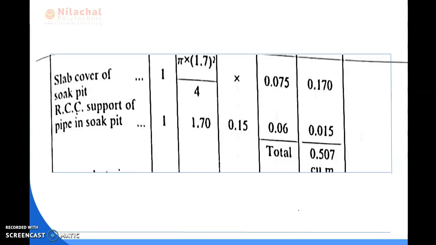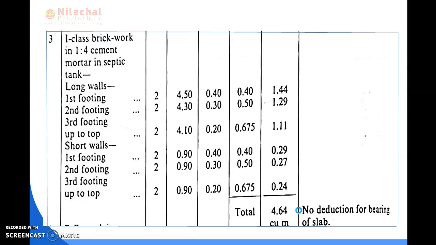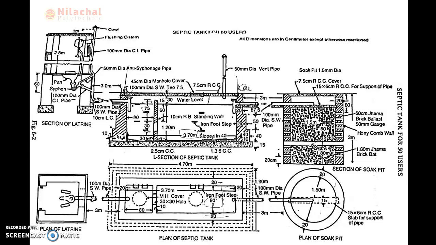Then we discuss the slab cover of soak pit. The slab cover of soak pit here is provided, one number, and in case of slab cover of soak pit, we need to check. We know soak pit is a circular structure, right? So we need to check what the slab cover of soak pit is. So here also a 7.5 centimeter RCC cover is provided, right? So the total breadth of the RCC slab is how much? From this point to this point, the breadth is 1.5 meter.